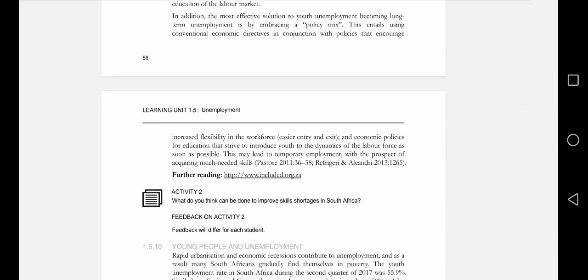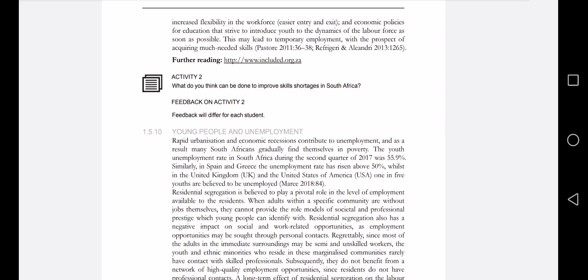In addition, the most effective solution to youth unemployment becoming long-term unemployment is by embracing a policy mix. This entails using conventional economic directives in conjunction with policies that encourage increased flexibility in the workforce, easy entry and exit, and economic policies for education that strive to introduce youth to the dynamics of the labor force as soon as possible. This may lead to temporary employment with the prospect of acquiring much needed skills. Pastor 2011, pages 36 to 38, and Refugee Andre 2013, page 265. For further reading, you can go to this website.